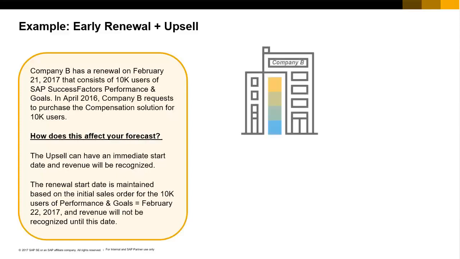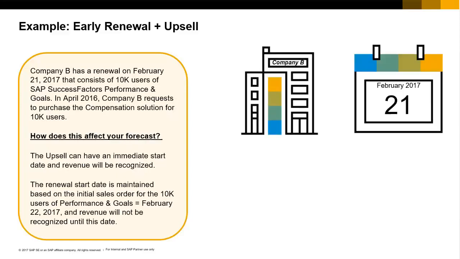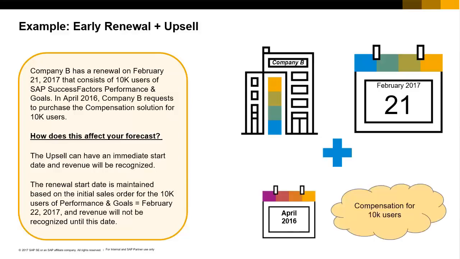The next example is for early renewals and upsell. Company B has a renewal on February 21, 2017 that consists of 10,000 users of SAP SuccessFactors Performance and Goal Solutions. In April 2016, Company B requests to purchase the compensation solution for 10K users. How does this affect your forecast?